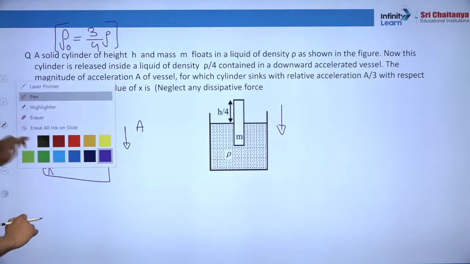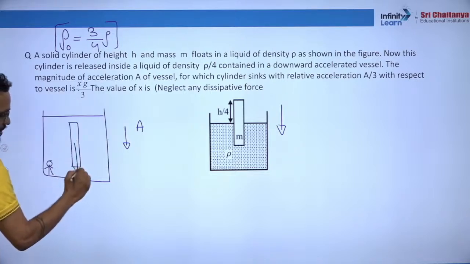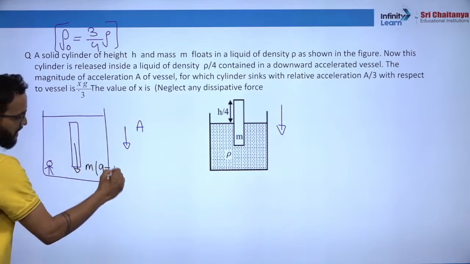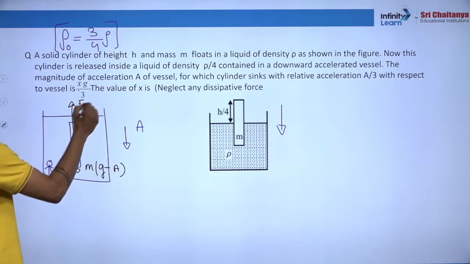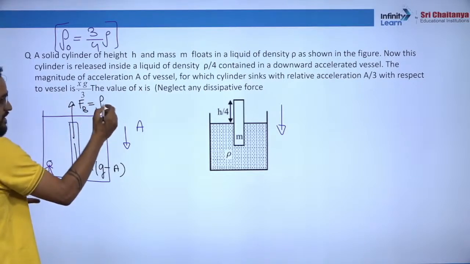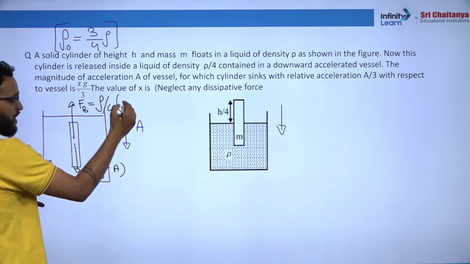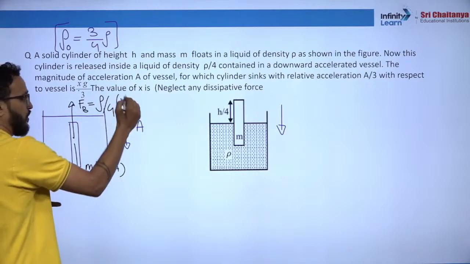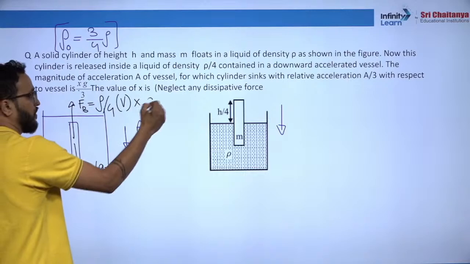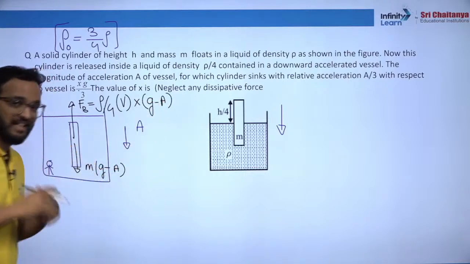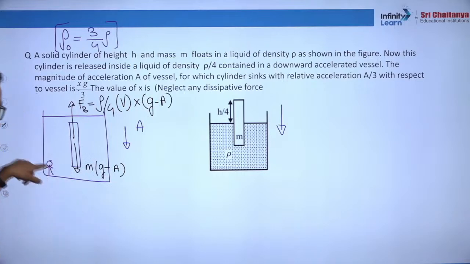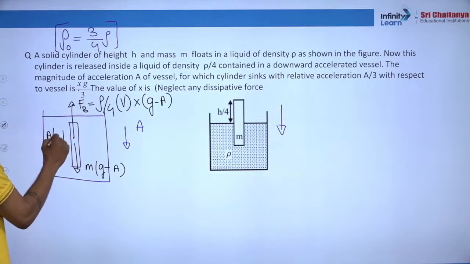Since it is going down with an acceleration a, if you sit inside and watch it, you will say that there are two forces. One is m into g minus a, and another one will be buoyancy force, which is density of the liquid, which is rho by 4, into complete volume of the substance, into g minus a, because the effective acceleration due to gravity will be g minus a when you are in this particular medium, right? If this much is clear. Now they are saying it is coming down with an acceleration a by 3 as seen by this person. As seen by this person, it is still coming down with an acceleration of a by 3.